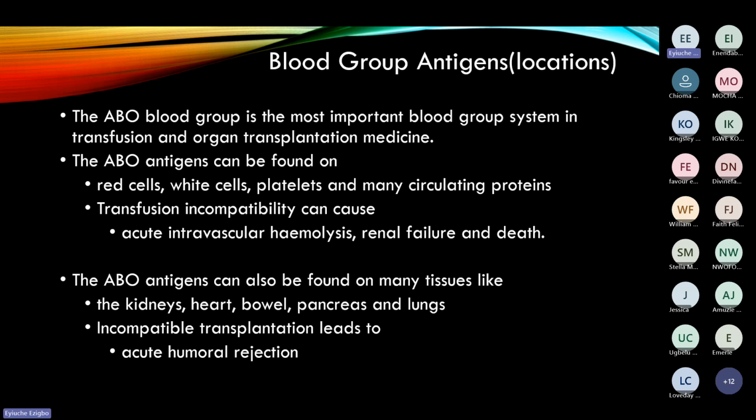The ABO blood group antigen can also be found on many tissues like the kidney, the heart, the bowel, the pancreas, and the lungs. Incompatible transplantation leads to acute humoral rejection. So the ABO blood group system is also important. It plays a role not only in blood transfusion, but also in organ transplantation, because the antigens can be found not only in our red blood cells.